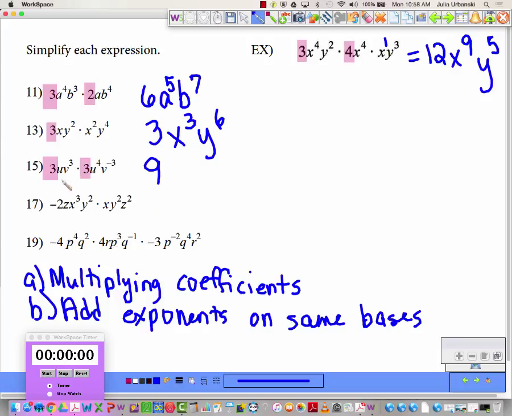Now, when you look at the u, you have a u to the 1 right there, and a u to the 4, u to the 5. Good. Now look carefully at the b's. B to the 3rd, and b to the negative 3rd. 3 minus 3 makes what? They cancel each other out. You have b to the 0. So how many b's are there? None. So we won't put b in our answer.